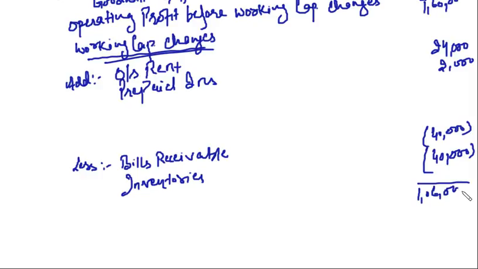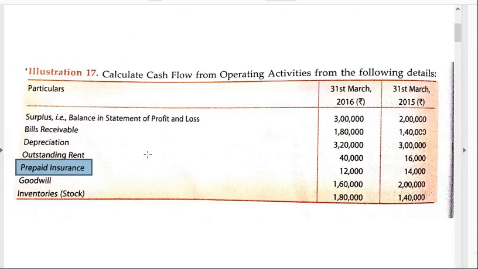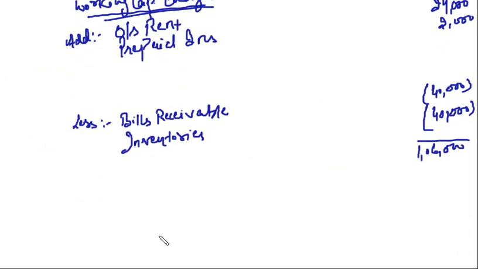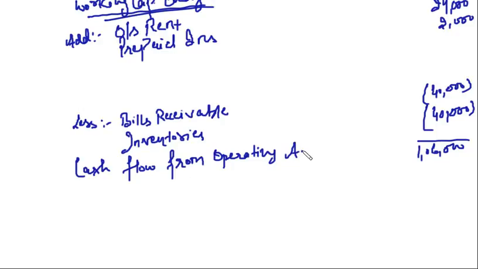So this comes to 1,06,000. Now, do you have any information regarding the taxes or anything? No. So that means this is our cash flow from operating activities. This is our cash flow from operating activities. Clear?